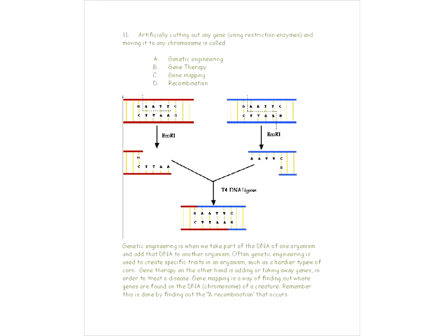So the next question says, artificially cutting out any gene using restriction enzymes and moving it to any chromosome. And it's asking you which process that's going to be. Okay, so we're cutting a gene out and moving it to a chromosome. Well, I've got a bit of an example here. You can see here we're cutting the genes using this restriction enzyme called EcoRI. So we're cutting these genes and taking just a part of them, and the same with this piece of DNA. We're cutting just some of the genes out, and then we're combining these two together.